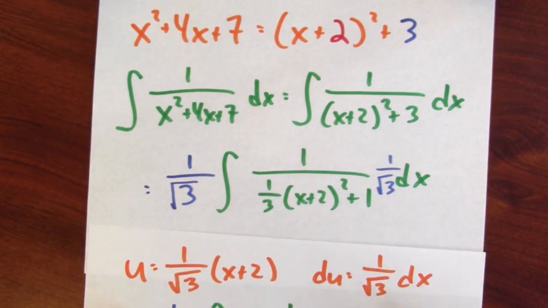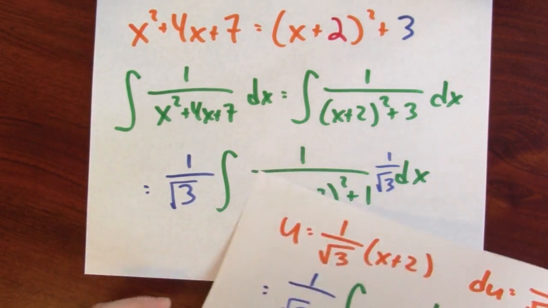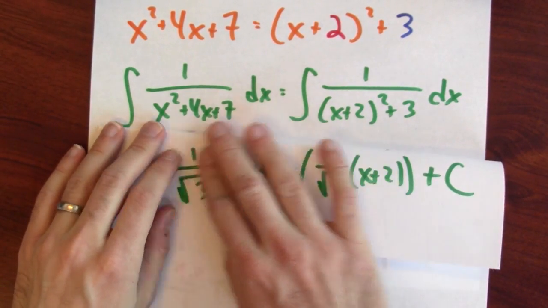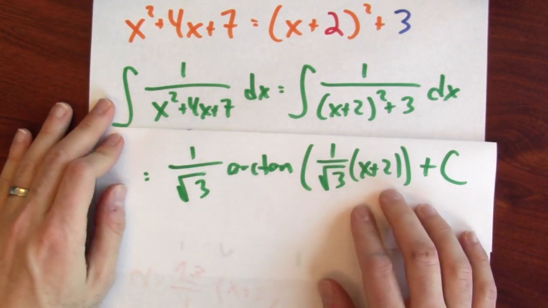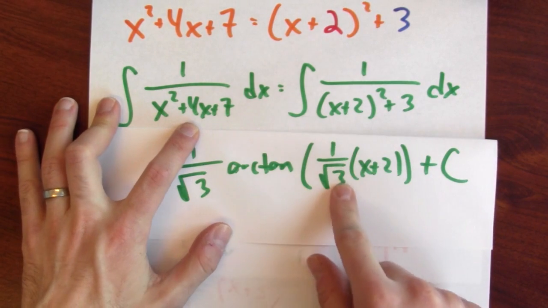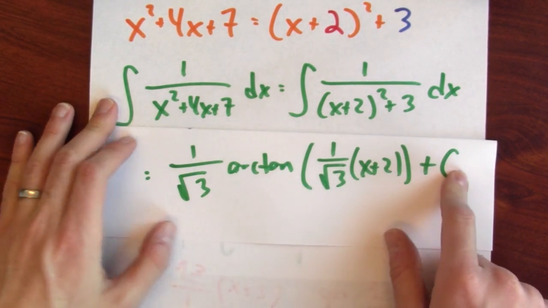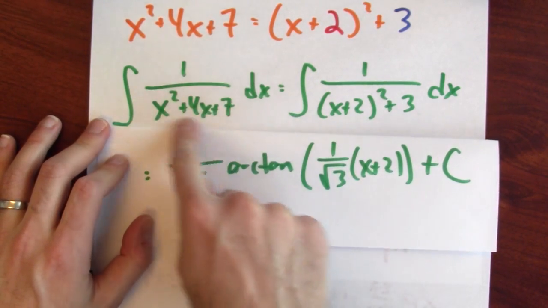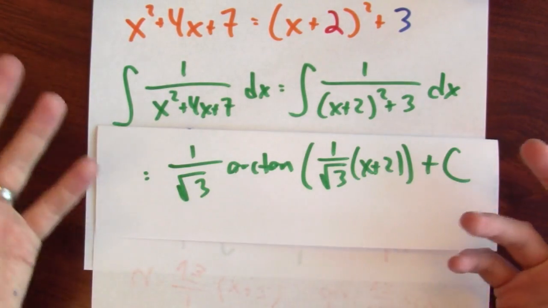And now I'm in a position to state a conclusion. The original question was asking for an antiderivative of 1 over x squared plus 4x plus 7, and we've found it. It's 1 over the square root of 3 times arctan, 1 over the square root of 3 times x plus 2 plus some constant. So we've anti-differentiated this reciprocal of this quadratic polynomial.